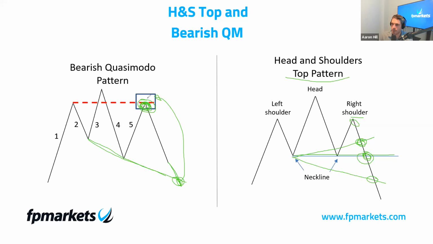With the bearish QM, you do not have a right shoulder. With the head and shoulders top pattern, you do have a right shoulder, a defined right shoulder. The right shoulder is only formed on the bearish QM after the pattern is active, after it's been confirmed, after you're in the market. And also the other point, of course, is the neckline, which is unfavorable for the bearish QM pattern. It should be either horizontal or ascending with the head and shoulders top.